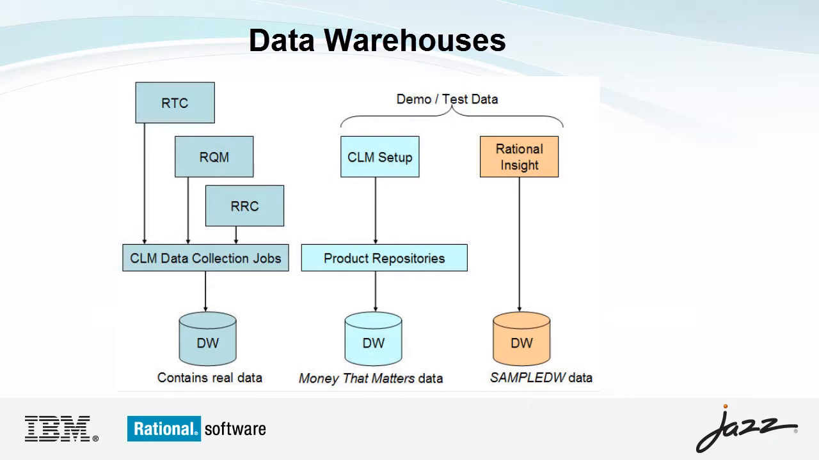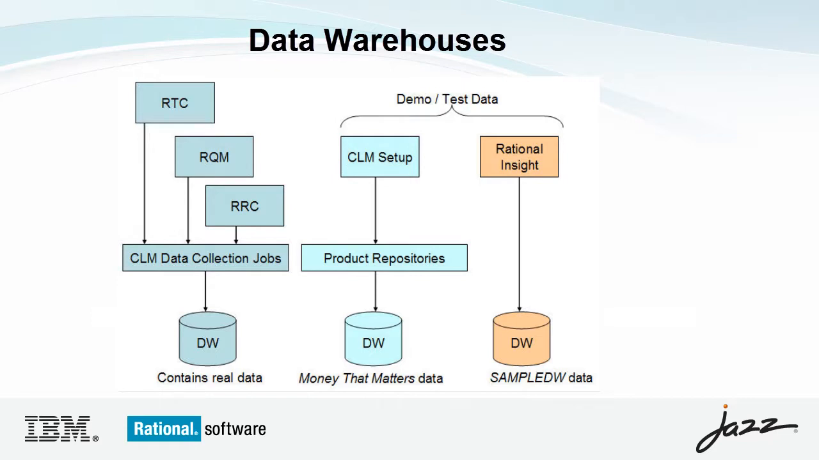However, you also may have loaded the money that matters sample data into a product repository and then run a data collection job to create a separate warehouse with that money that matters data. So the question then is, how do you set your Cognos server to report off one warehouse or the other?